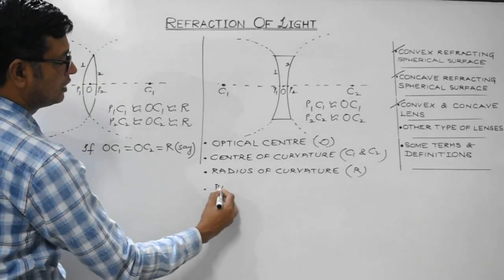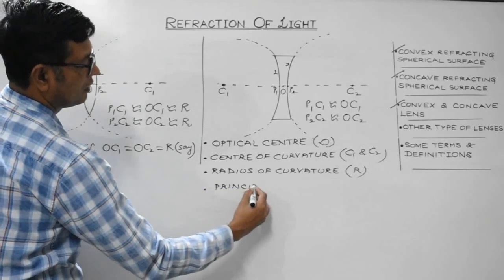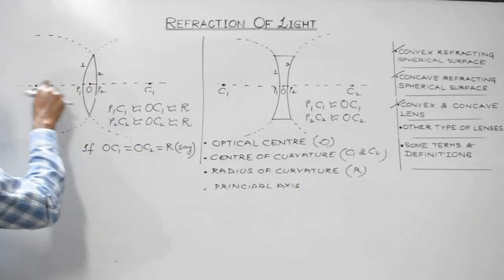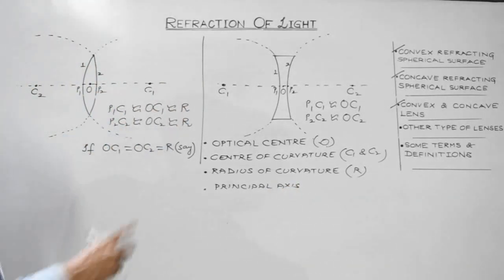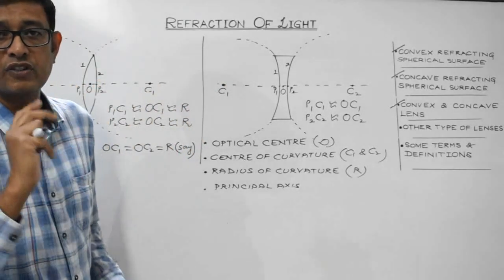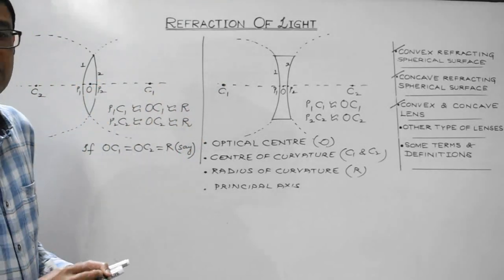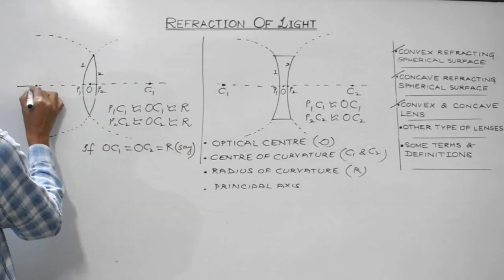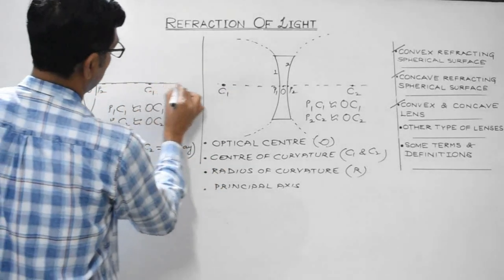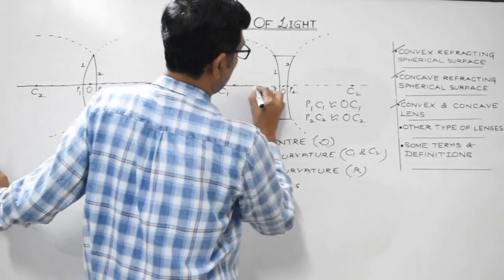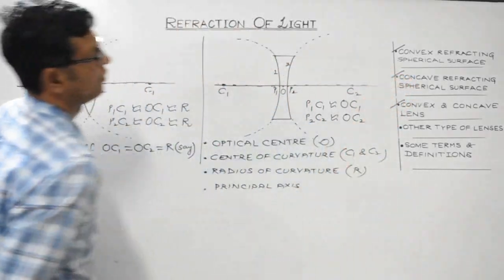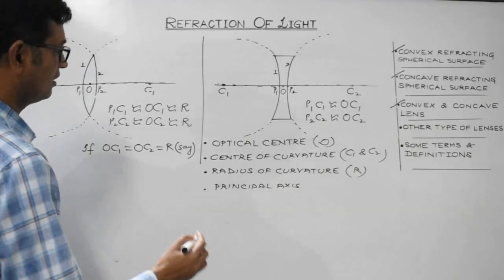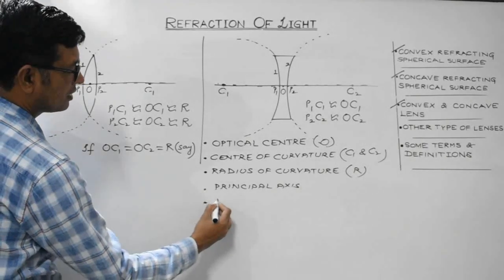Next, principal axis. The line joining C1 and C2. Now the lens has got two centers of curvature, C1, C2, right? The line joining C1, C2 is known as the principal axis. So this is the principal axis. Fifth one, that's aperture.